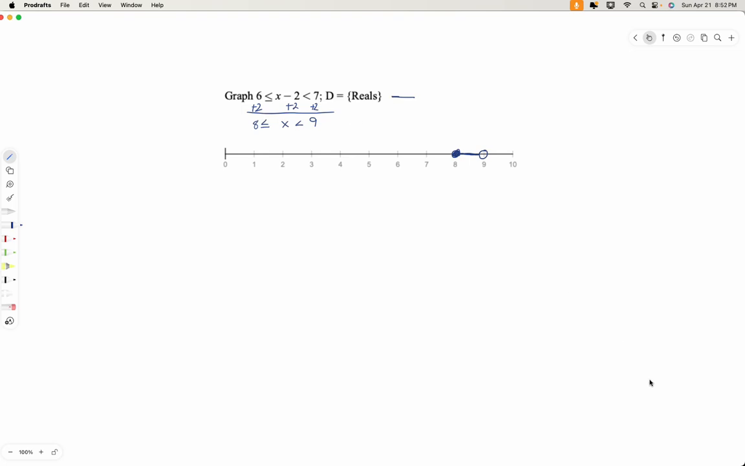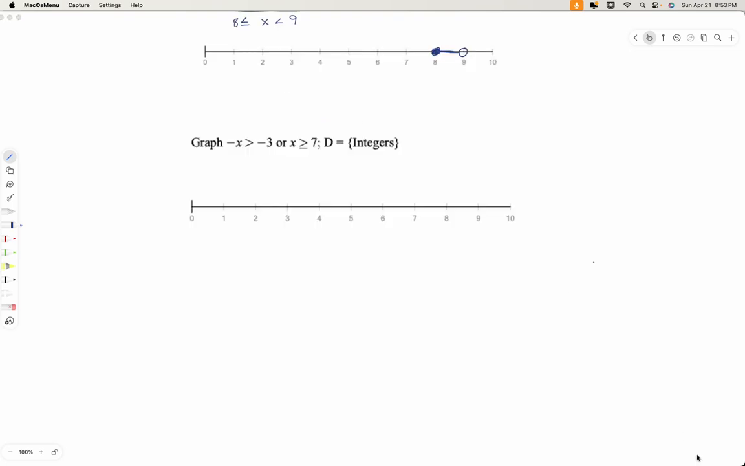So let's look at the next one. This next one says to graph negative x is greater than negative 3, or x is greater than or equal to 7 in the domain of integers. That means we're just doing the whole numbers on the number line. First I've got to change this negative x, because we don't like to have negative x. This is saying, what's the opposite of x? Well, that's confusing. We don't want to know what the opposite of x is. We want to know what x is.